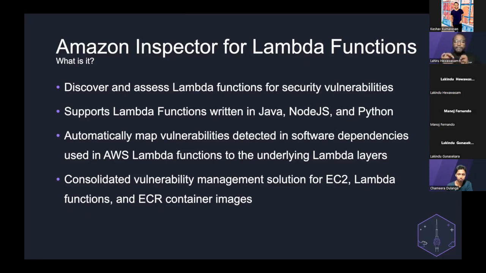This will automatically map vulnerabilities within the AWS Lambda functions to the underlying Lambda layers, and then it will give you a consolidated vulnerability management solution for EC2, Lambda functions, and ECR container images. Basically, it will keep scanning your software dependencies within the Lambda functions to uncover security vulnerabilities that may be there. So that's quite important and interesting this time that we have that support.